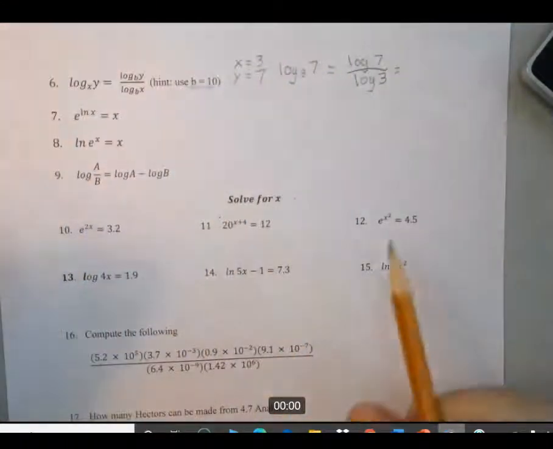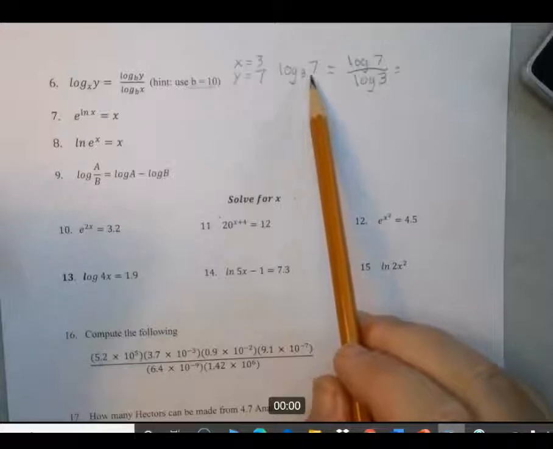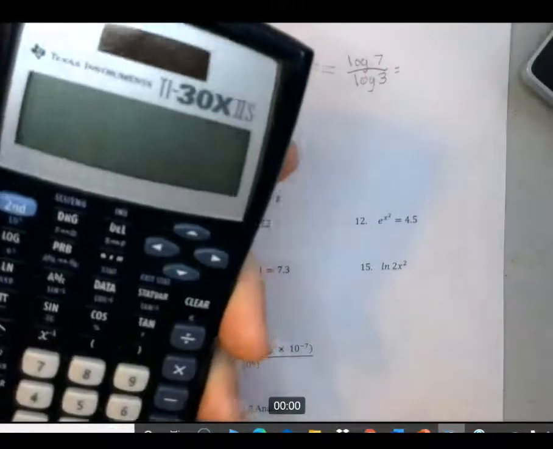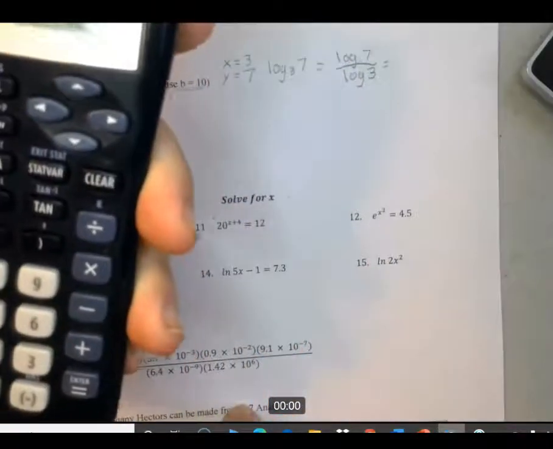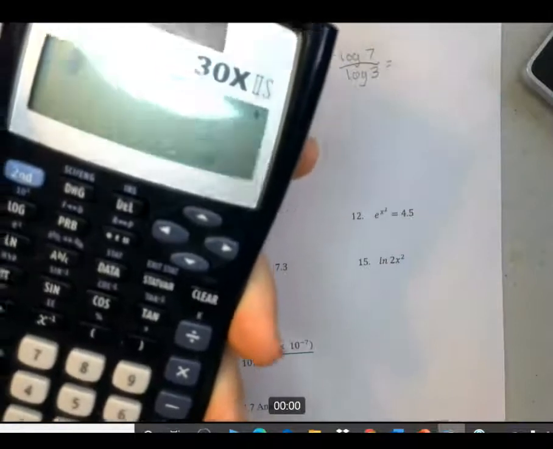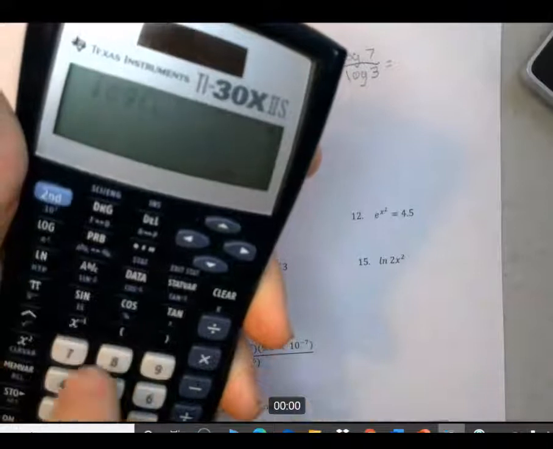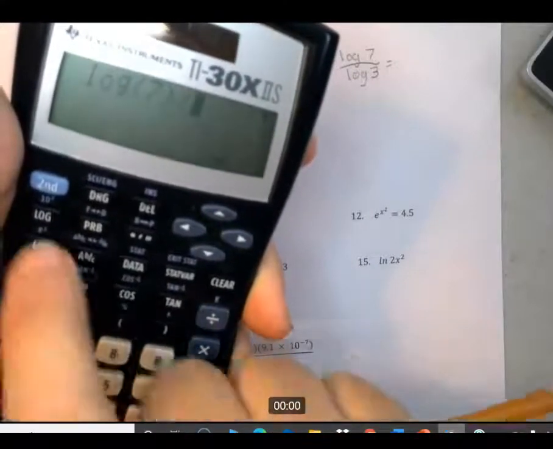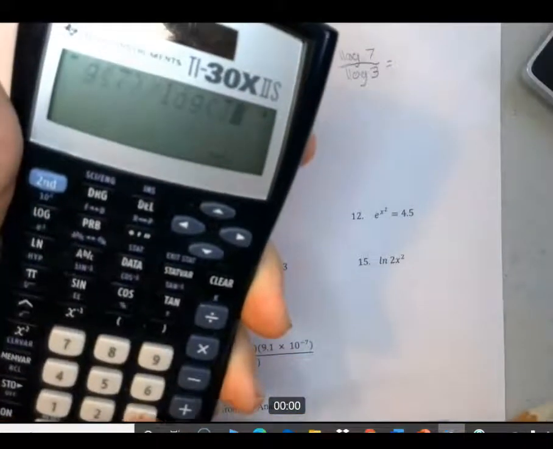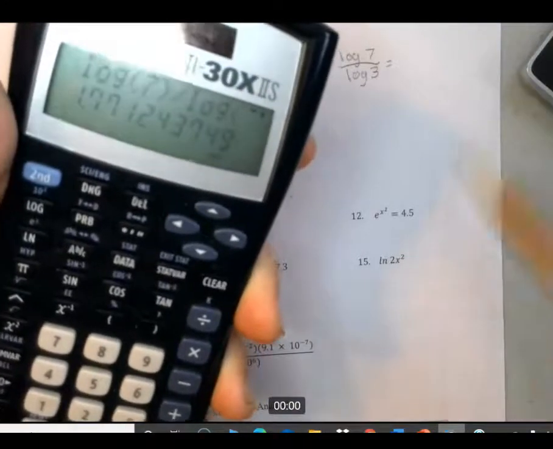Now, there's no way we can verify this directly on the calculator, but I'll tell you how we can demonstrate that it works. So log of 7, close the parenthesis, divided by log of 3, close the parenthesis, equals, and it's 1.77.